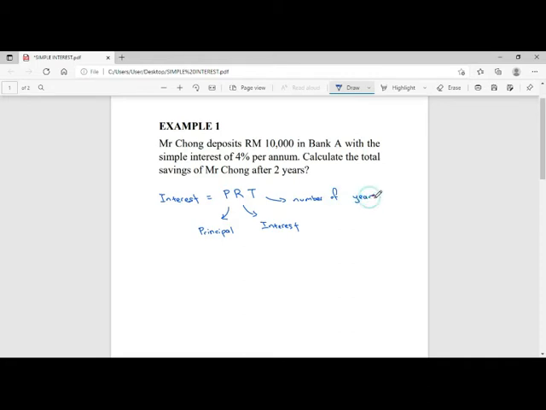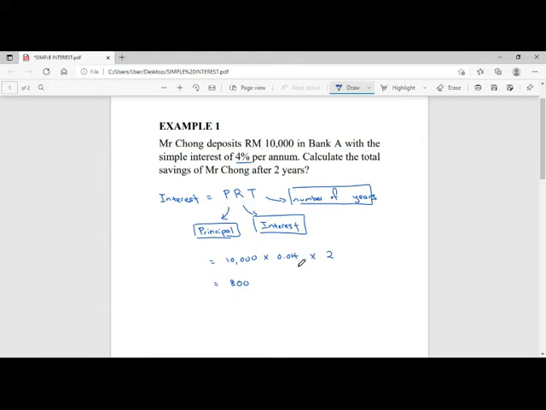The principal here always refers to the amount that you invest or the amount that you borrow from a bank. So in this situation, the principal refers to the amount that Mr. Chong deposited in the bank. The interest rate is 4%, and we have to convert it to decimal. The number of years is also given already in the question, so this makes our calculation easier. So P will be 10,000, multiplied by R, 0.04, and then multiplied by T, which is 2 years. And we can easily get the answer of 800 ringgit.